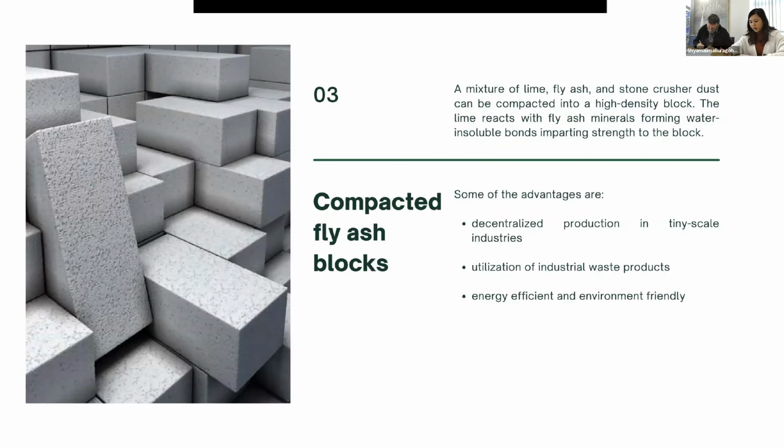Compacted fly ash blocks are building blocks that are made from a mixture of fly ash, a byproduct of coal-fired power plants, cement, and water. Fly ash is a fine powdery material that is generated when coal is burned, and it is typically disposed of in landfills or used as a filler in concrete. These are a sustainable and eco-friendly alternative to traditional building materials, as they're made from a waste product that would otherwise be discarded. By using this material, the carbon emissions from the burning of coal are offset, making these blocks a zero carbon building material.